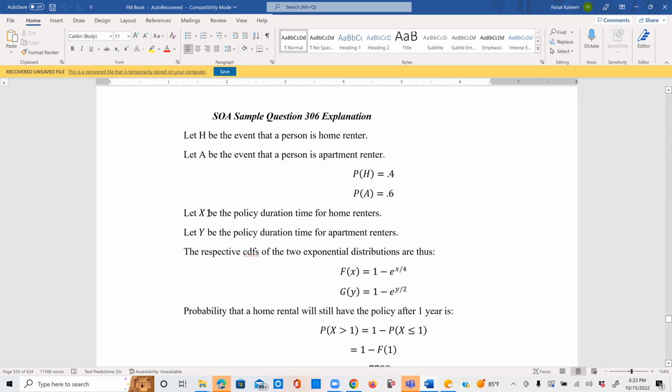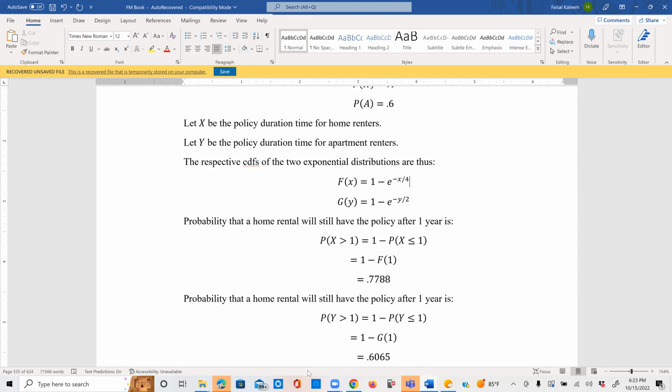So the respective CDFs would be F of x equals 1 minus e to the negative x over 4, and G of y is 1 minus e to the negative y over 2, because 4 is the mean for the home renters and 2 is the mean for apartment renters.